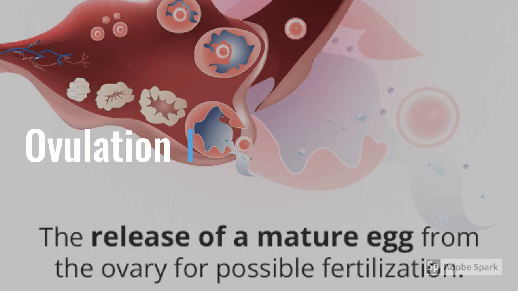Fertilization and Development. Before an egg can actually be fertilized by a sperm, it must first leave the ovary and go to the fallopian tube. The process is known as ovulation.